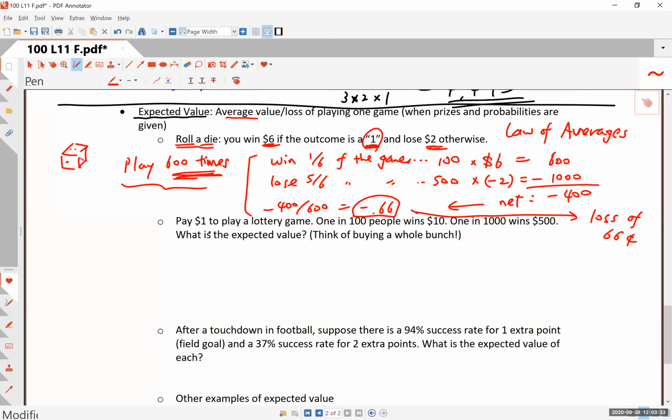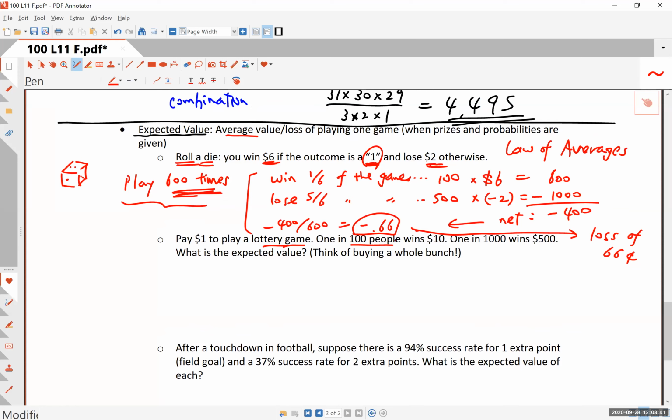Number 2. Pay $1 to play a lottery game. Every time you play a lottery game, you pay $1. 1 out of 100 people wins $10. 1 in 1,000 will get $500. So that's a great thing, huh? Well, how much do you expect to win every time you play this lottery? Think of buying a whole bunch. If you are trying to apply a formula, then you would have to convert this into positive and negative, and then multiply the probability by the winning for that, and so on. You don't have to worry about that.